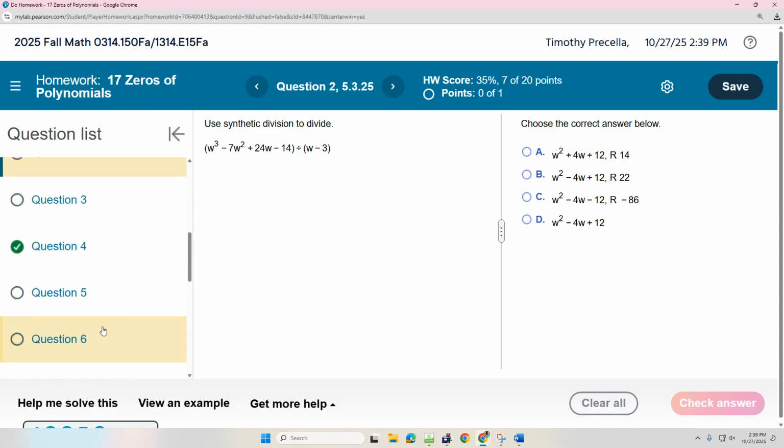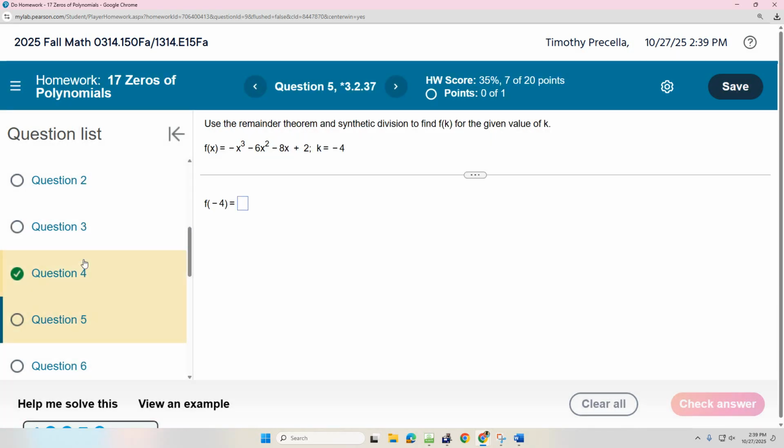So, here we go. Let's look at number 5. Number 5. Use the remainder theorem in synthetic division to find f of k for the given value of k. They give you the k value. Now, before this, they could have given this problem to us back when we were looking at function notation. They give us the function f of x. Let me write this down. What is that sound? It's my little microphone. I have it lower than normally.